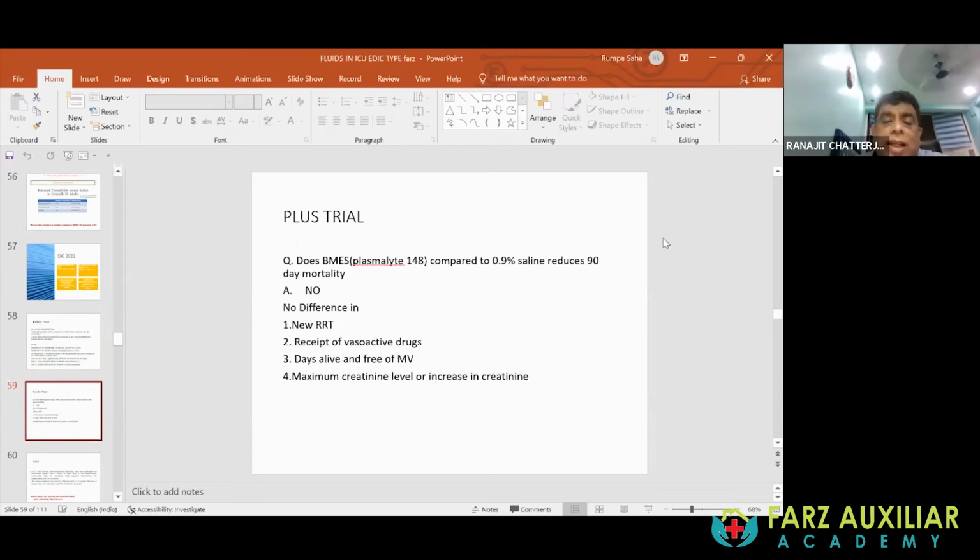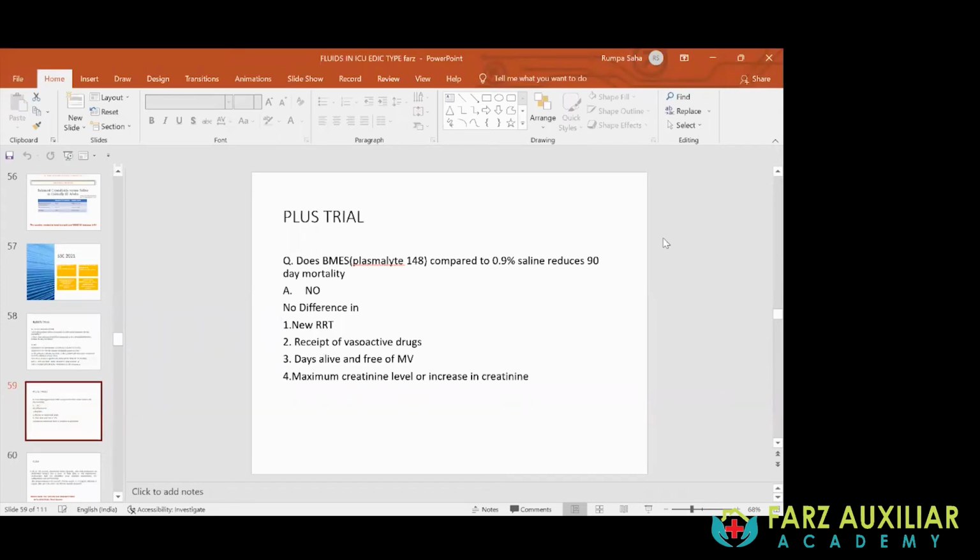Another trial came, that is the PLUS trial. In this trial, they compared Plasma-Lyte 148, that is the balanced salt solution, with 0.9% saline, asking whether there was any decrease in 90-day mortality. Answer was no. There was no difference in new RRT, receipt of vasoactive drugs, days alive and free of mechanical ventilation, and maximum creatinine level or increase in creatinine. So there is no difference.